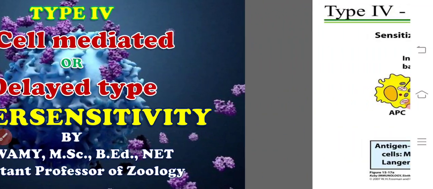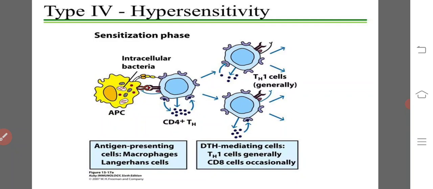This type of reaction is delayed because some time is required for the T cells to migrate and accumulate near the antigens. These T cells are called delayed type of hypersensitivity T cells. Type 4 hypersensitivity cannot be transferred from one animal to another by serum, but it can be transferred by T cells, particularly CD4 Th1 cells in the mice.